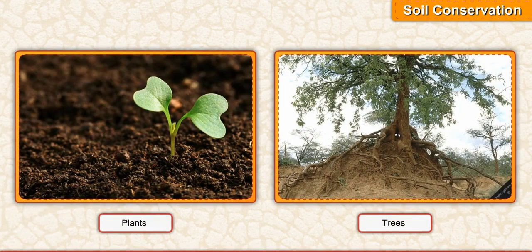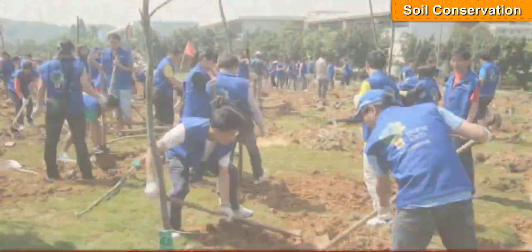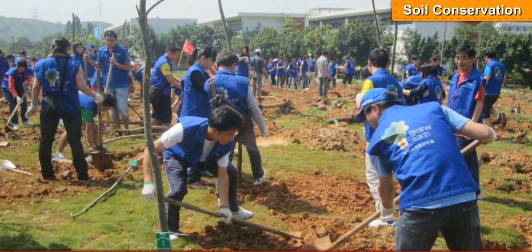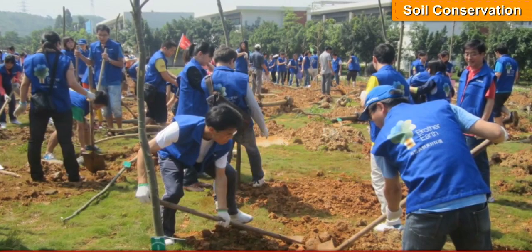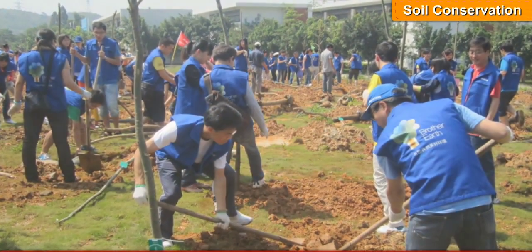Plants and trees hold the soil together, thereby preventing it from getting eroded due to wind or water. Afforestation or planting trees is an effective method of reducing soil erosion.